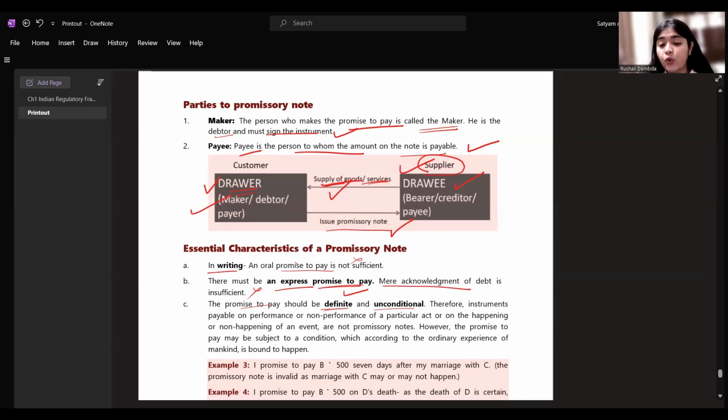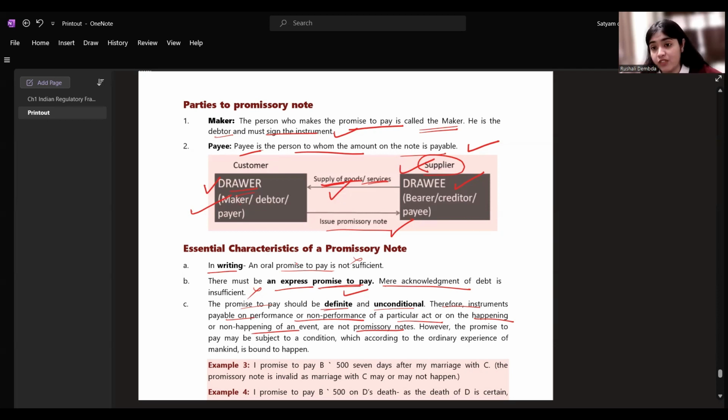Therefore, instruments payable on performance or non-performance of a particular act, or the happening or non-happening of an event, are not promissory notes. You can't say that if you give me 500 phones, then only I'll pay. We don't put unrealistic conditions, like if you perform a dance for me, then only I'll give you the amount. On performance or non-performance, if you make a promissory note, it is not valid. It is just a note which is not considered under the negotiable instrument.